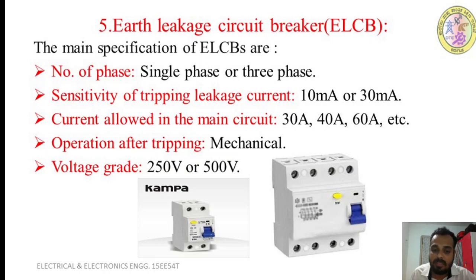Here see this figure, first figure, it represents single phase ELCB. There are two poles which can be used for controlling phase as well as neutral, right? And here there are four poles, R, Y, B and N. So this is used for three phase. This is the three phase ELCB. This is how to select the ELCB rating suitable for our application.